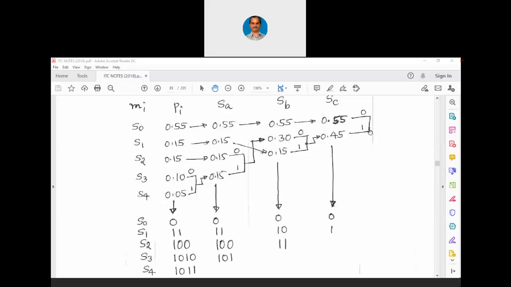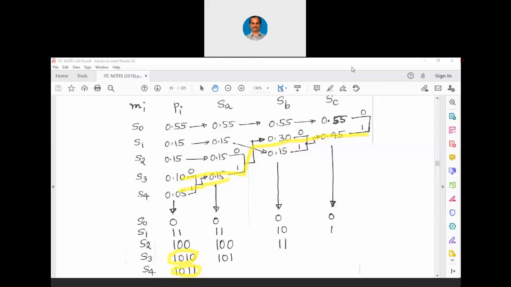You can see this here. Let me annotate. Lastly, we have 1, 0, 1, 0. And again, we have 1, 0, 1 and 1. So, you can see this 1, 0, 1, 0 and 1, 0, 1, 1. Now, finally, we have this particular code where we can directly allocate codes to the symbols: S0 is 0, S1 is 1, 1, S2 is 1, 0, 0, S3 is 1, 0, 1, 0 and S4 is 1, 0, 1, 1. So, this is the procedure.